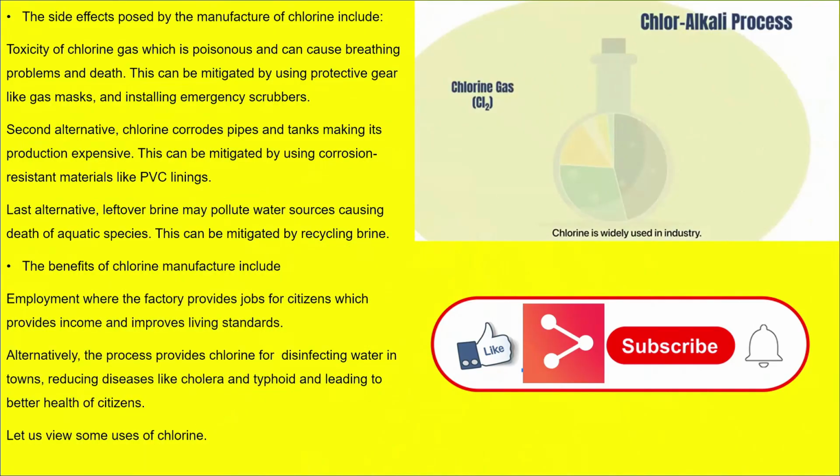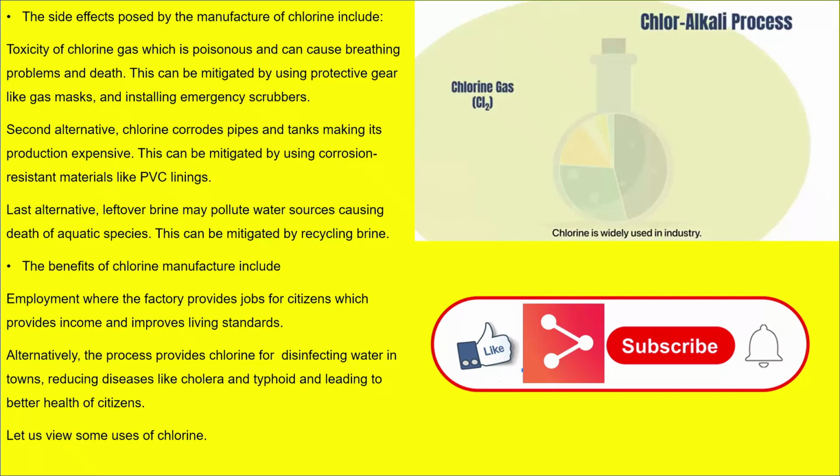The side effects posed by the manufacture of chlorine include toxicity of chlorine gas, which is poisonous and can cause breathing problems and death. This can be mitigated by using protective gear like gas masks and installing emergency scrubbers. Second, alternatively, chlorine corrodes pipes and tanks, making its production expensive. This can be mitigated by using corrosion-resistant materials like PVC linings. Last, alternatively, leftover brine may pollute water sources, causing death of aquatic species. This can be mitigated by recycling brine.